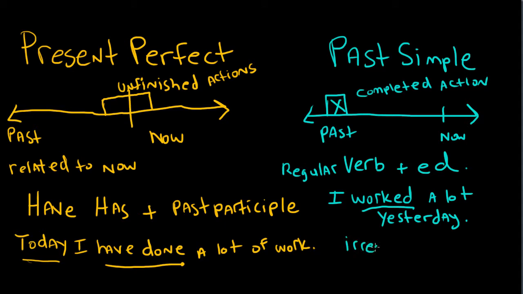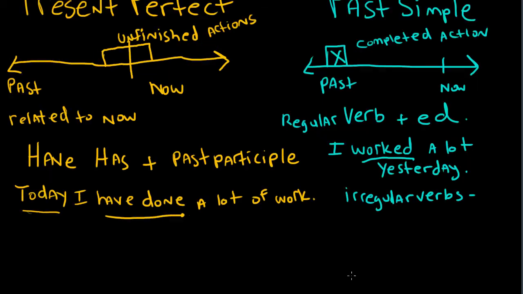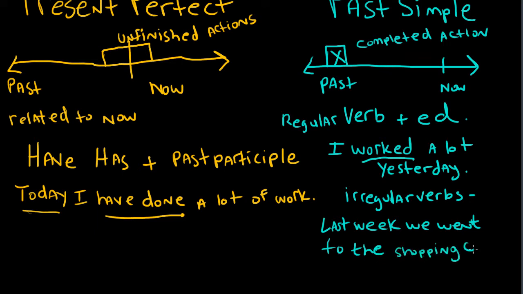If we have irregular verbs to form the past simple, we need to memorize the verb chart because we don't add ed all the time to irregular verbs. Let's look at an example of an irregular verb in the past simple. Last week, we went to the shopping center. This refers to a completed action in the past.